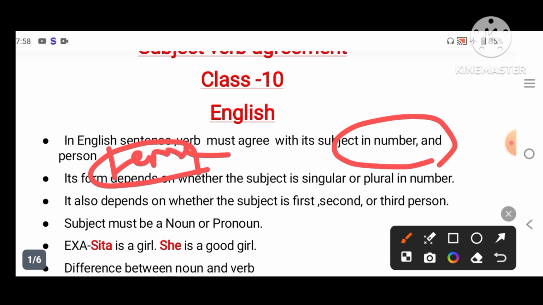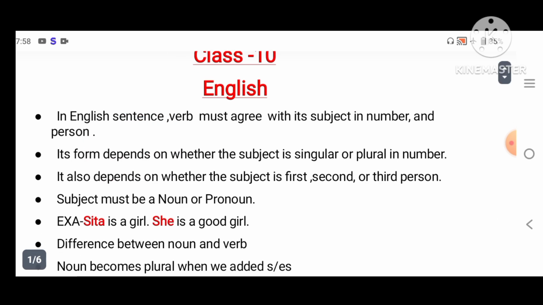Its form depends upon whether the subject is singular or plural, and whether the subject is first, second or third person, and what the tense is. Seeing all of that, we add the verb along with the subject. We cannot add a verb randomly with the subject.